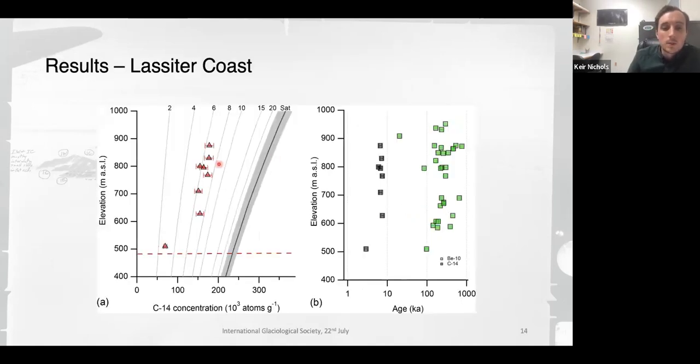These are the same results here with concentration rather than age. And on the right-hand side, you can see the same carbon-14 ages with the old beryllium-10 ages I showed earlier. So before, we had no information on what the ice was doing in this location for the last 20,000 years, but by measuring carbon-14, we now know that the ice was at least 300 to 400 meters thicker than present.